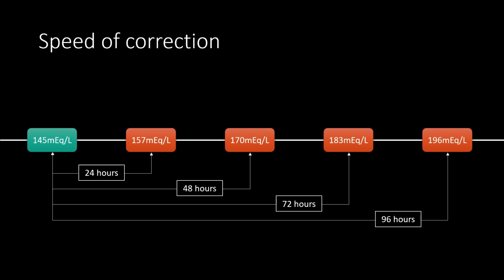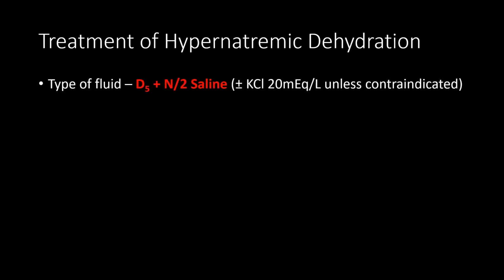So what will be the treatment of hypernatremic dehydration? Always the type of fluid has to be N by 2 saline, or half normal saline with 5% dextrose. Why half normal saline? Because already the patient is having hypernatremia. So we have to give a solution that is hypoosmolar. We have to give a solution that has a concentration of sodium less than the body requires. That's why we are giving half normal saline plus 5% dextrose, and potassium chloride has to be added unless otherwise it is contraindicated.